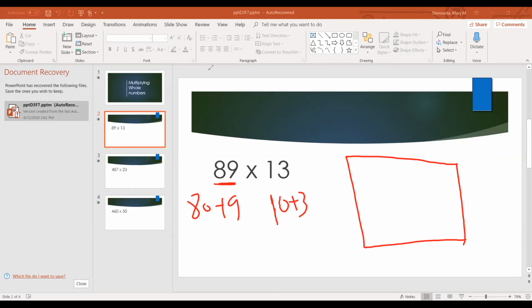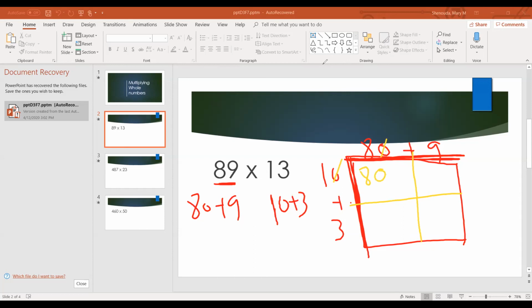In this case, 89, and it doesn't matter if you put that on the top or on the side. 13 is the same thing as 10 plus 3. Now wherever you see the plus signs, I'm going to drag them to form the sections of my rectangle. And then I'm going to multiply. So 80 times 10, because I have zeros, I can take off the zeros and add them after I get my final answer. So right now, all I have to multiply is 8 times 1, which is 8. And then I'm going to add the 2 zeros that I took off. So I have 800.